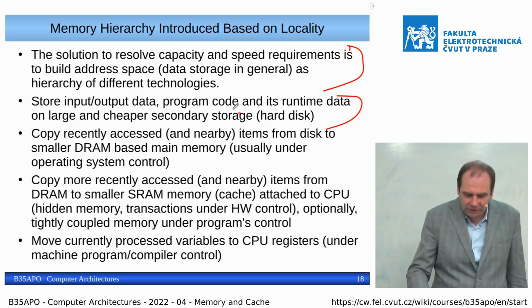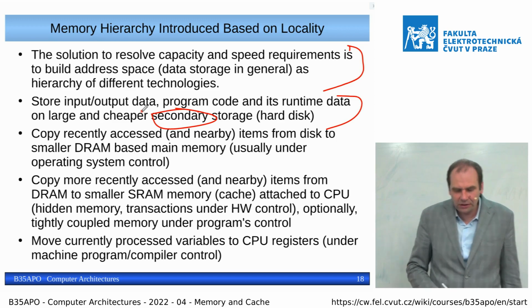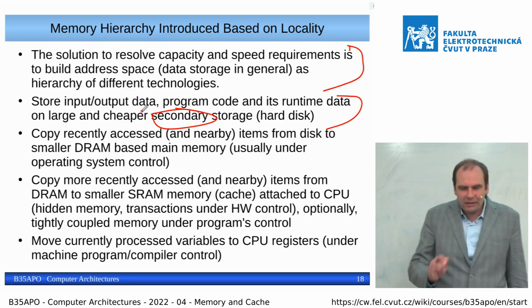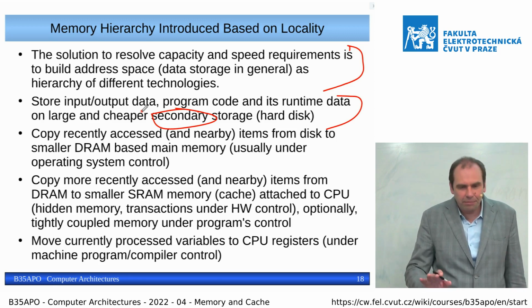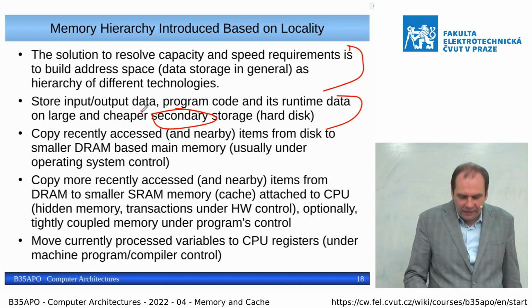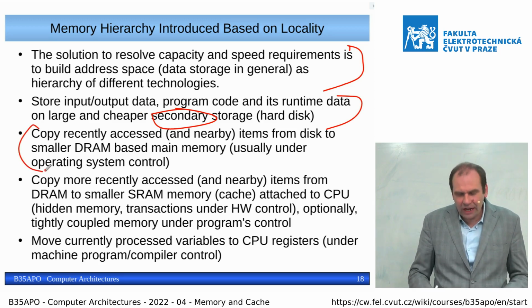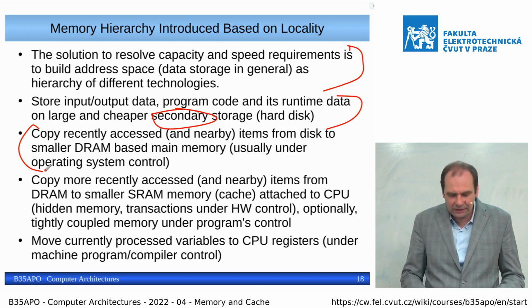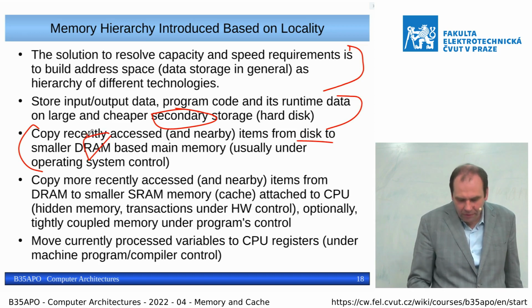So that is the reason why we call this memory secondary storage. We can then build a virtual memory which allows us to use that secondary storage even as a part of the address space of our process. And we can copy those blocks which are often accessed from the disk to DRAM, or from the DRAM to some faster memory.